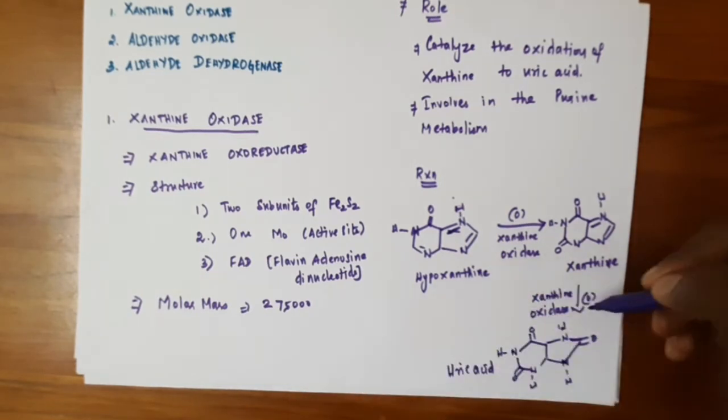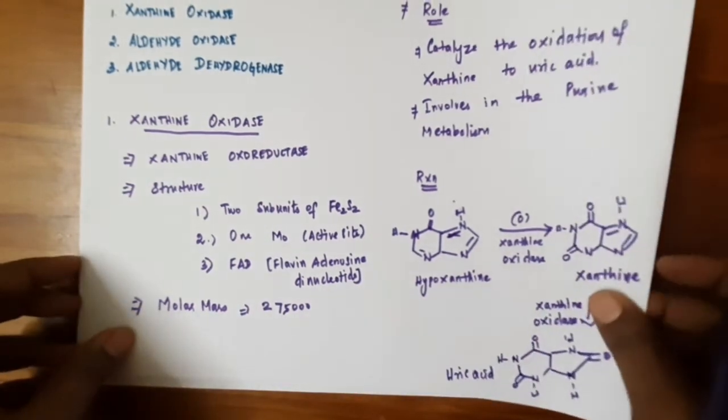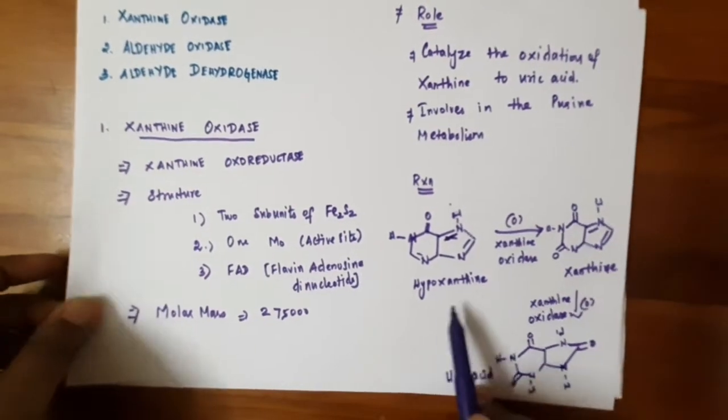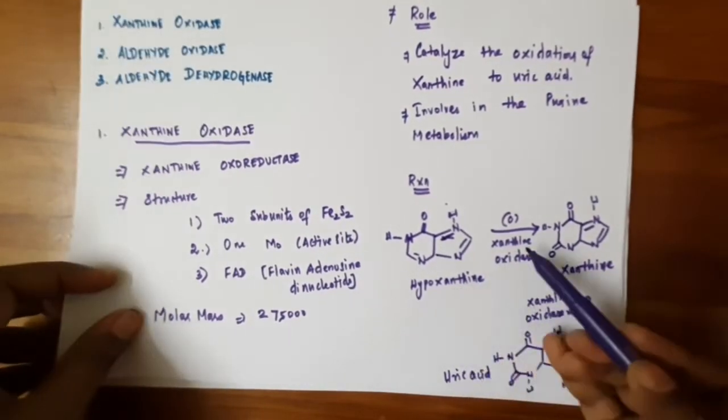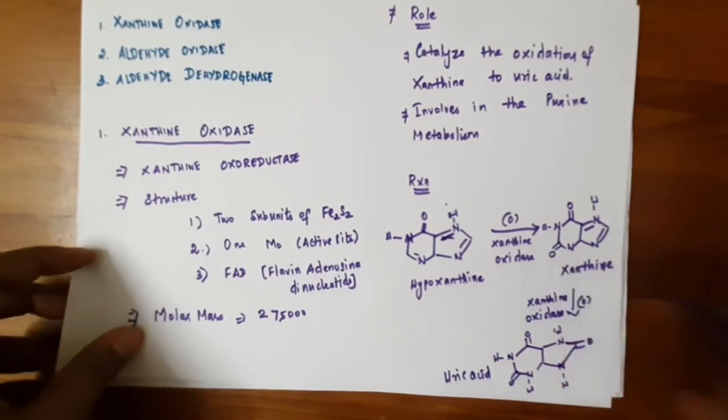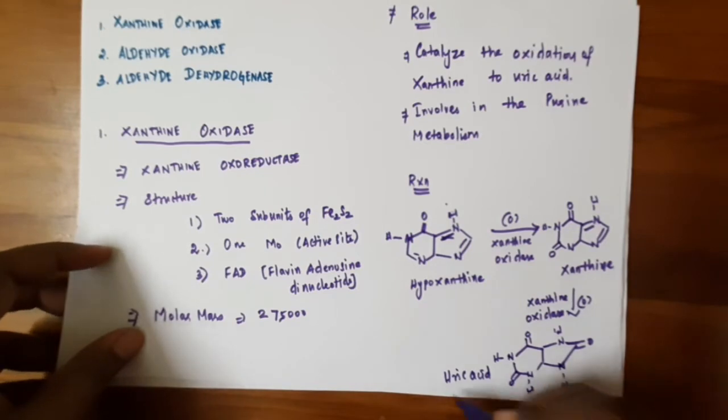So this xanthine oxidase is a molybdenum-containing enzyme. The metal ion molybdenum is the active site of this xanthine oxidase. In the reaction sequence, xanthine is first generated from hypoxanthine by oxidation with xanthine oxidase, and further oxidation of this xanthine leads to uric acid.